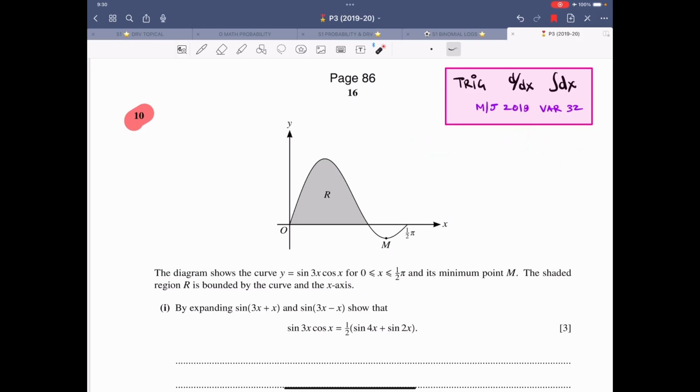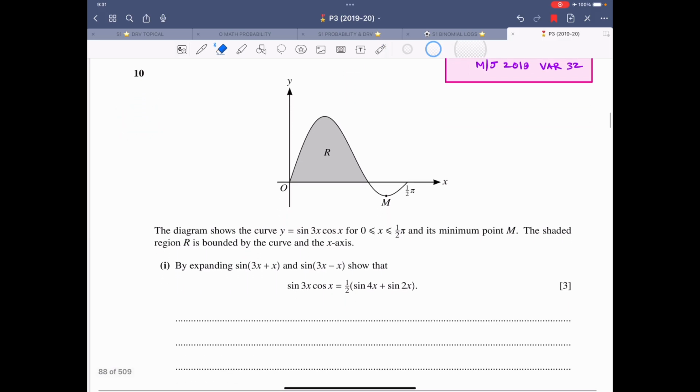In today's class, we are solving this particular question that involves trigonometry, differentiation, integration. This is from May-June 2019, the second variant, which is variant 32, and the numbering of the question is question number 10. So let's look at the graph first.